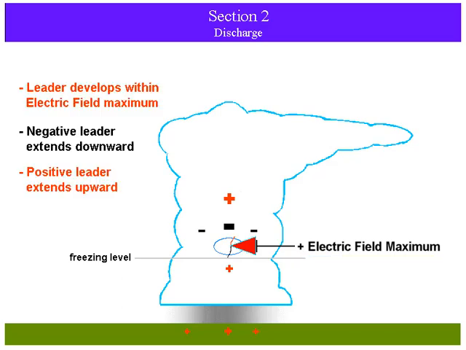Right in the center of this electric field maximum, we see the first leaders develop. We see a negative leader, which basically is electrons moving downward, and the negative leader moves toward the positive charge because remember that negative and positive charges attract. And we see a positive leader indicated by the red line here, which extends upward toward the negative charge above.